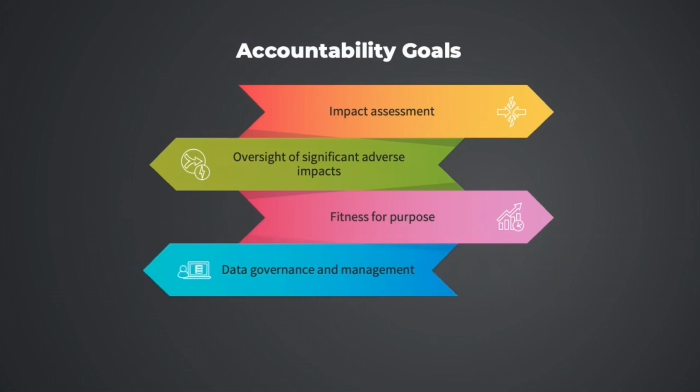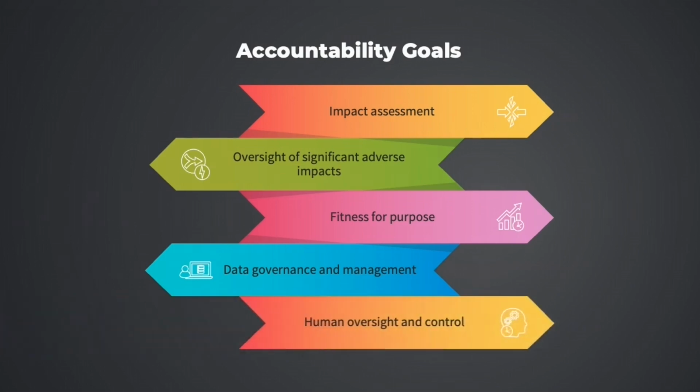Then there's data governance and management. This means implementing appropriate data governance and management practices. And the final accountability goal is human oversight and control. This means implementing and including capabilities that support informed human oversight and control.